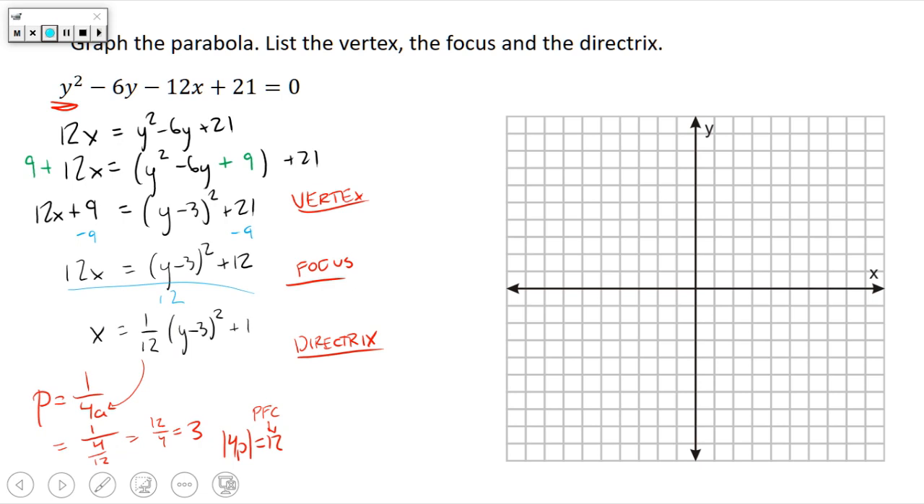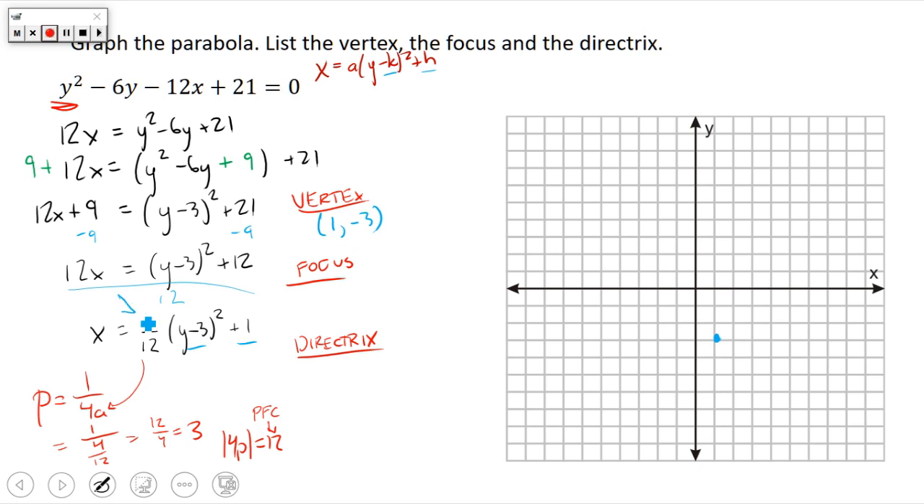This was the standard form. I'm going to draw it up here. The standard vertex form for a sideways parabola looks like this: x = a(y - k)^2 + h. So we're interested, of course, in (h, k). For this one, the vertex is going to be (1, -3). So we'll plot (1, -3) right here.